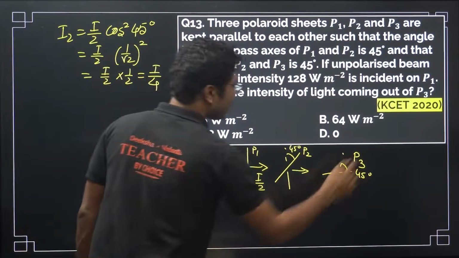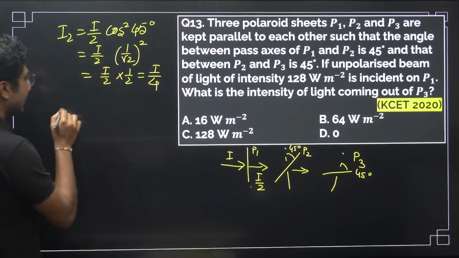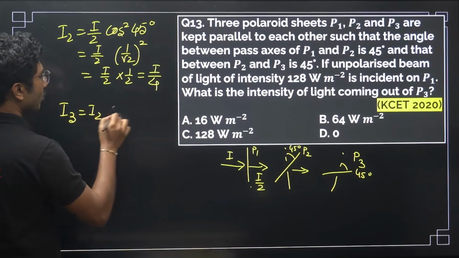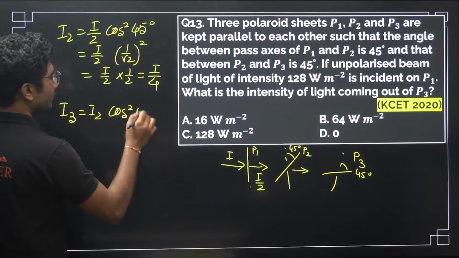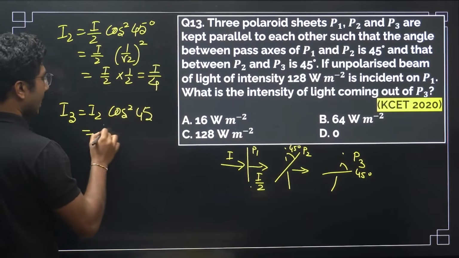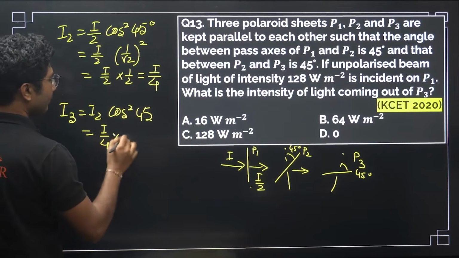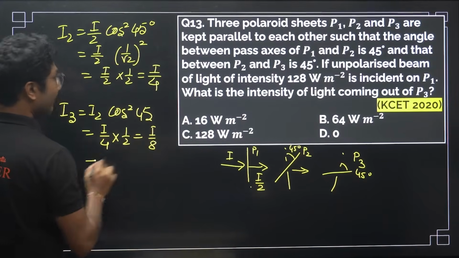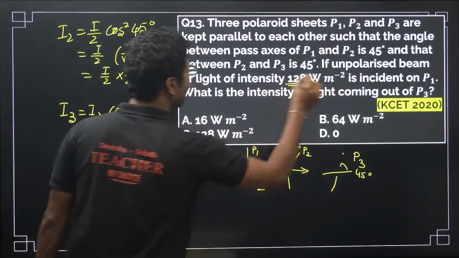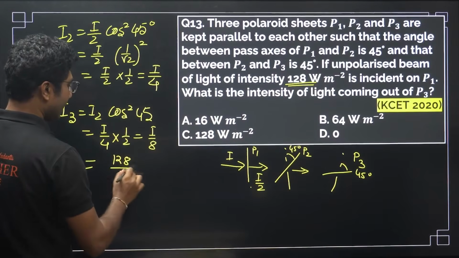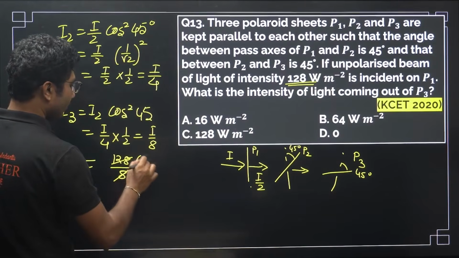Now when it passes through the third Polaroid, what will be the intensity? I3 equals I2 into cos square 45. Cos square 45 we already know is half, I2 we know is I by 4, so I by 4 into half, that is I by 8. Now what is the value of I? The value is given in the question, 128. So 128 divided by 8, it will be 64 by 4, or 16.